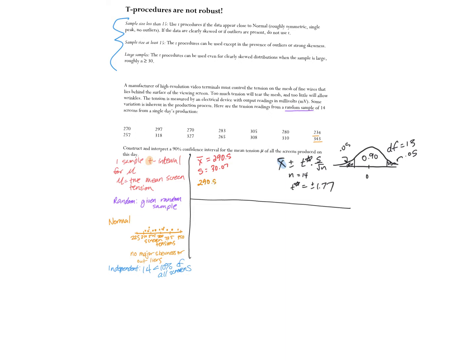So, from there, if you want to build your interval, you would say 290.5 plus or minus. Your T star was 1.77. We just found S to be 30.07, divided by the square root of your sample size, which is the square root of 14. Is everybody with me?